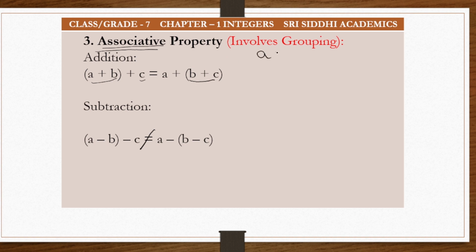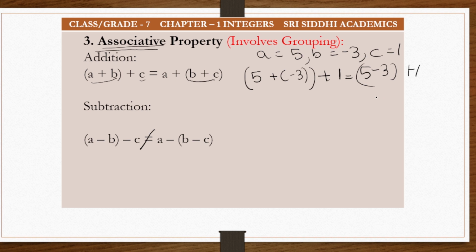Let's try. Let's take a equal to 5, b equal to -3. I'm just taking random numbers. c equal to 1. So the left hand side we will solve first: 5 plus -3 within a big parenthesis, plus 1, so c will stay outside. Now what will it become? 5 minus 3 plus 1. If you solve this, it will become 2 plus 1. 2 plus 1 is 3. Okay, so we found this side's answer is 3.